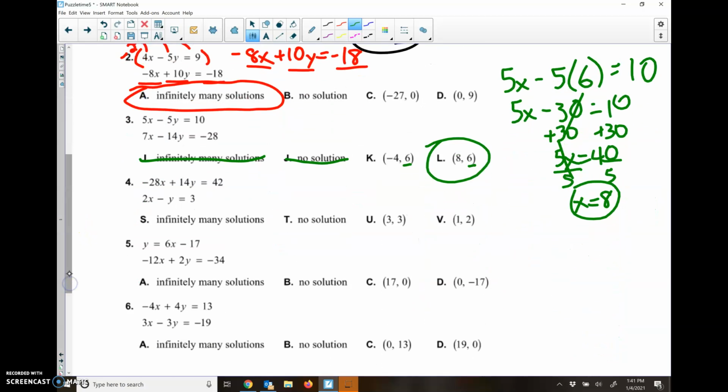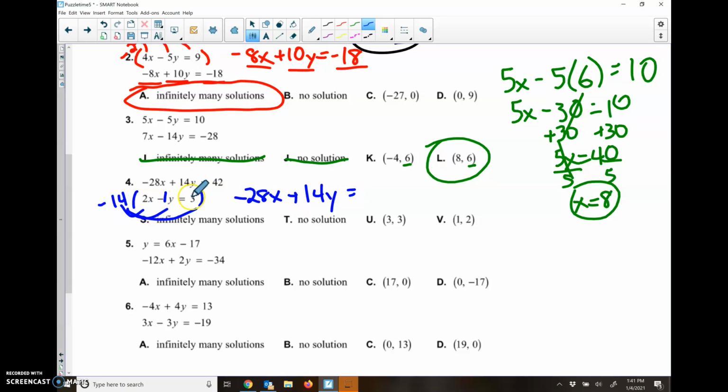All right. Number 4, I have negative 28x plus 14y equals 42. Then I have 2x minus y equals 3. So let's try to get these to be the same here. To get from 2 to 28 and 1 to 14, I can multiply this by negative 14. If I multiply everything on the bottom by negative 14, 2x times negative 14 is negative 28x. Okay, good start. We got a negative 28 and a negative 28. Negative 1y times negative 14 gives us a positive 14y. Okay, another good one. 14y, those are the same.